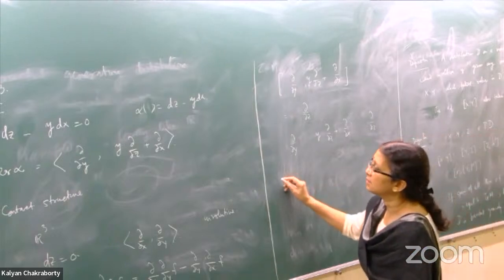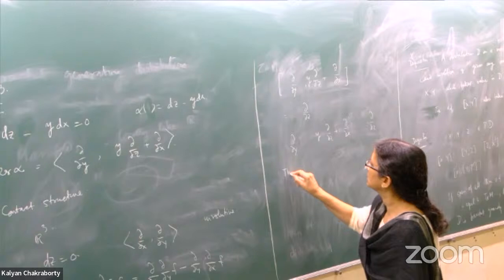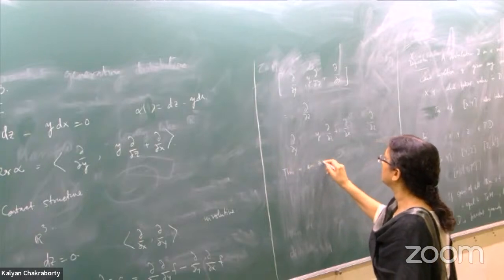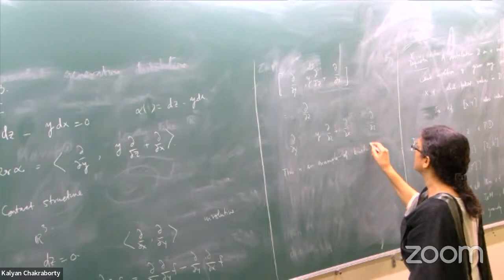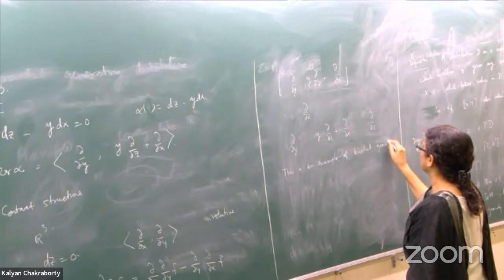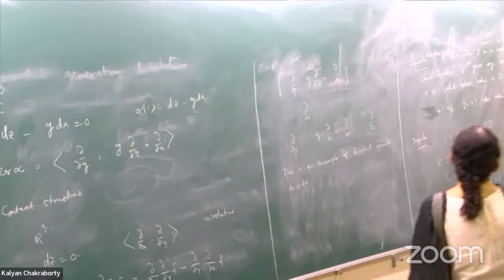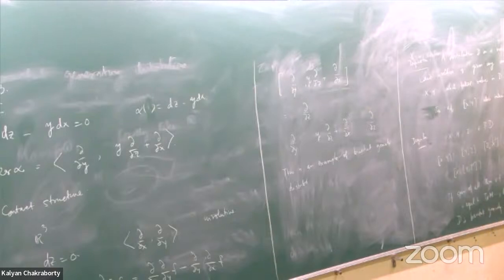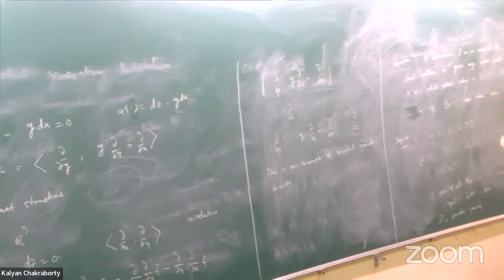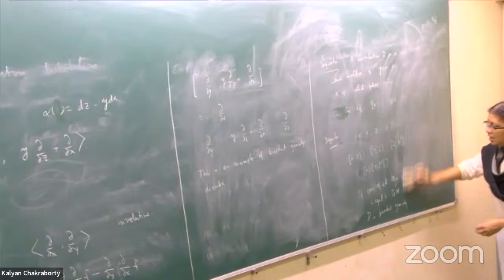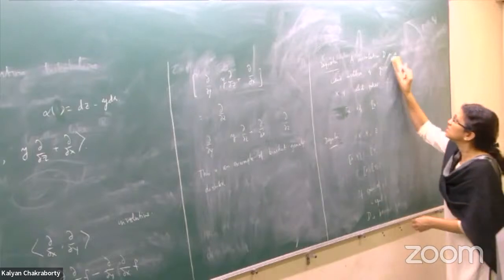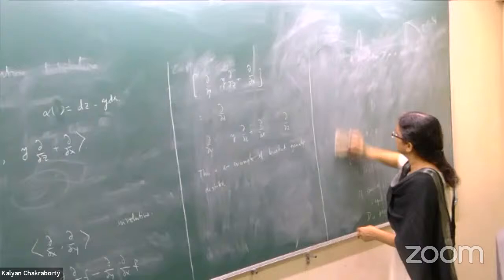So this is an example of a bracket generating distribution. So we will be interested in the first one, the involutive distributions. They come under the foliation theory, and we will be interested in the second class.